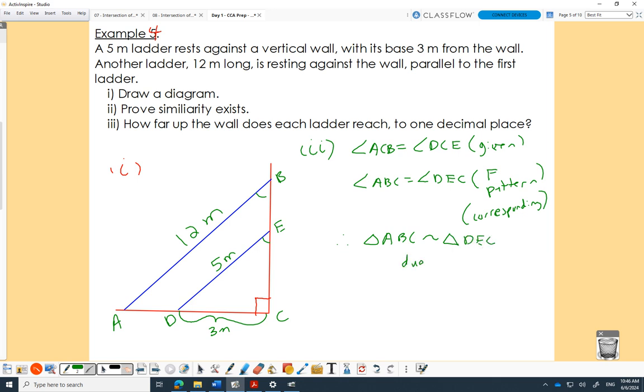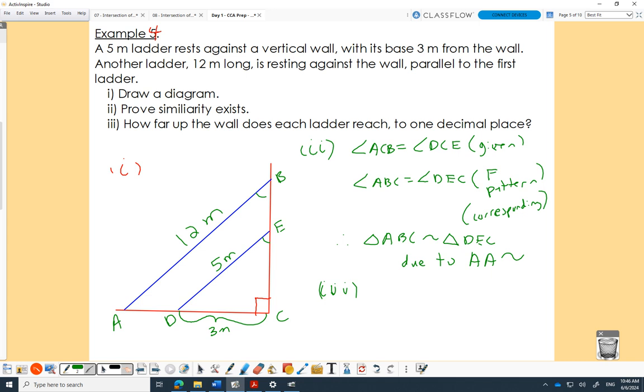Therefore, triangle ABC similar triangle DEC, due to angle similarity. A lot of similar triangle questions play out like that. Prove they're similar by angle similarity, and then apparently solve for something in the question using proportional type thinking. It says, how far up does the ladder reach? 12 meters.